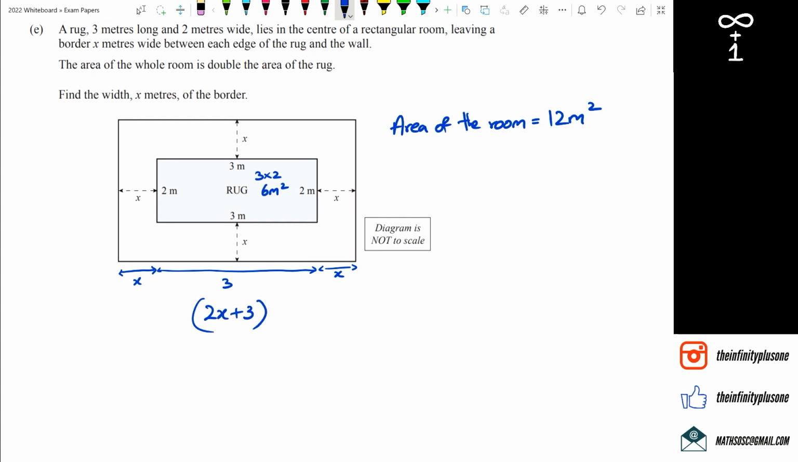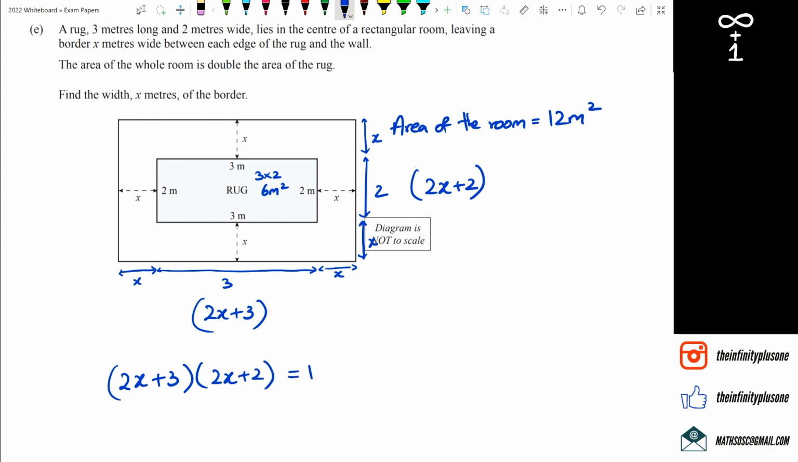And we're going to do this similarly for the height. From here to here is x, from here to the middle is 2, and from there to there is x. So the height of this rectangle is going to be 2x plus 2. And guess what? That's your base and height. So base is 2x plus 3 and height is 2x plus 2, and our area is equal to 12. So let's write this as an equation. We've got 2x plus 3, base times height, which gives us the area, equal to 12.